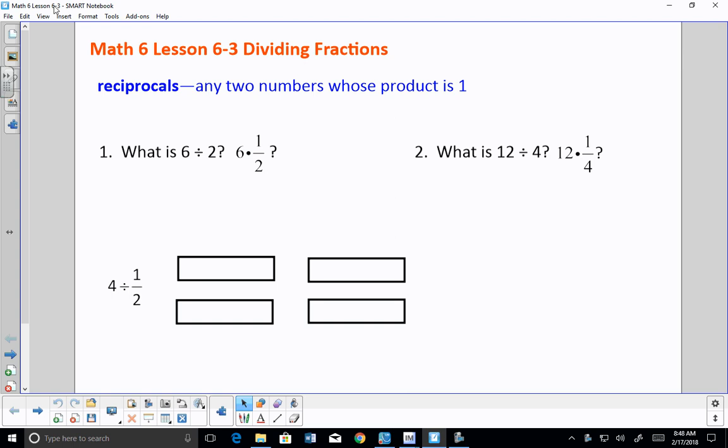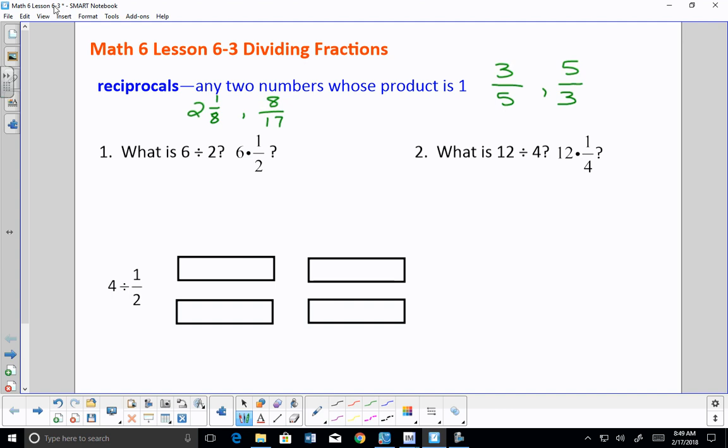A reciprocal is any two numbers whose product is 1. So if I said 3/5, the reciprocal to 3/5 would be 5/3. If I said 2 1/8, the reciprocal to that would be 8/17, because you have to change 2 1/8 into an improper fraction first, which would be 17/8, and then take the reciprocal of that, which is 8/17.